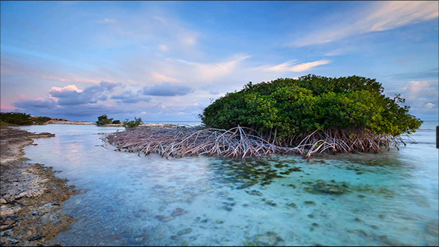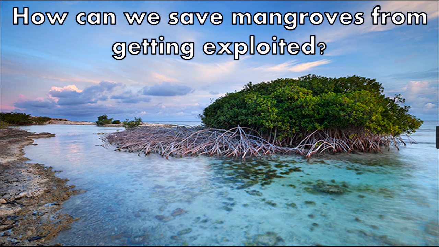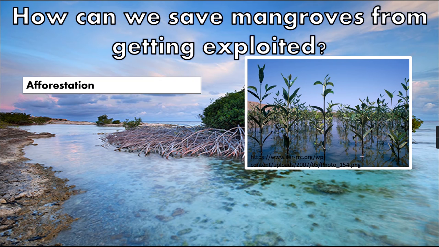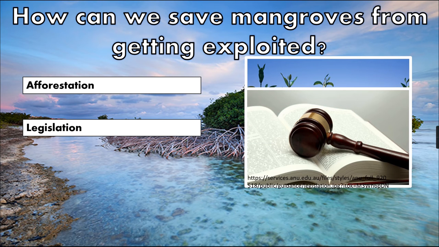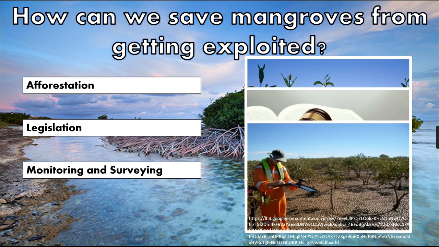The next topic that we will speak on is how we can save mangroves from getting exploited. There are several ways in which we can save mangroves. One of them is afforestation. Next is legalization, wherein you bring about new laws and rules related to saving mangroves. Then monitoring and surveying: you monitor and survey how the mangroves are growing and what is currently happening in and around the mangrove region.